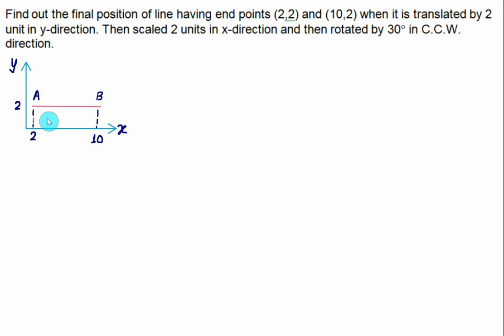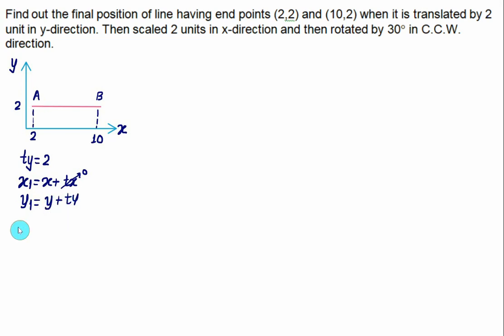So we have here AB is a line where A has coordinate (2, 2) and B has coordinate (10, 2). It is initially translated by 2 units in the y direction. So we have ty equal to 2 units. In that case x1 will be equal to x plus tx, but you have to take the value of tx equal to 0. So the x coordinate will not change, and we have y1 equal to y plus ty.